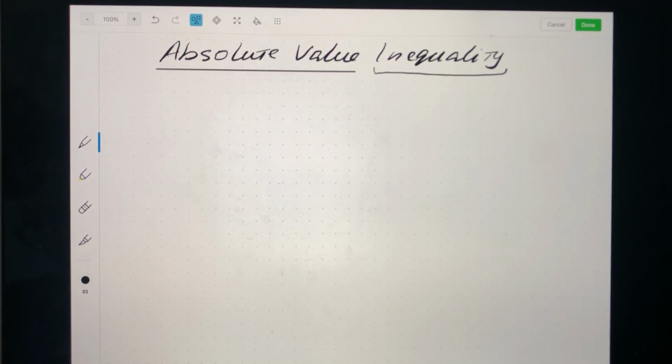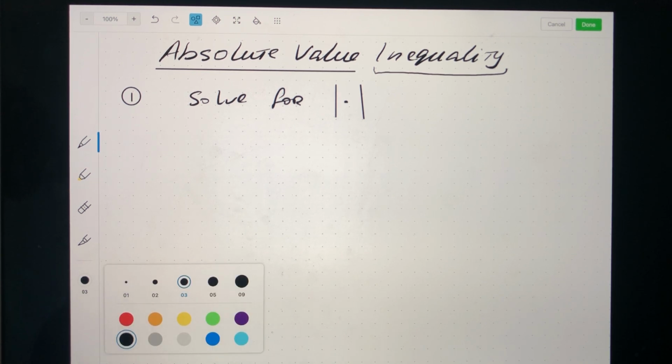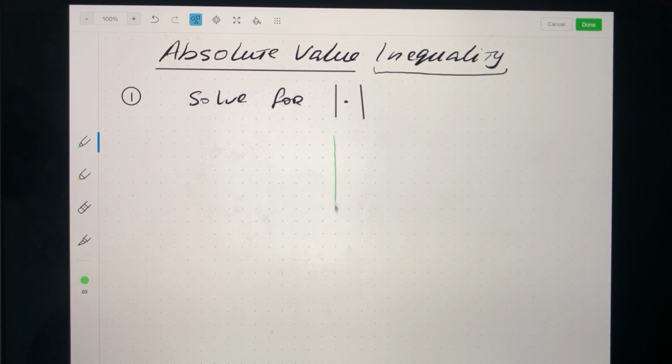So when we solve the absolute value inequality, the first step that we do is we solve for the absolute value itself. And then we will get one of two possibilities. The first possibility is the absolute value may be greater than, or greater than or equal to. These types of inequality are called OR.